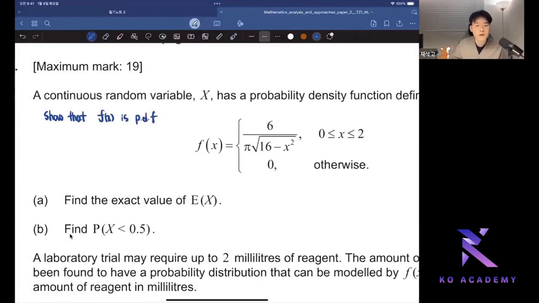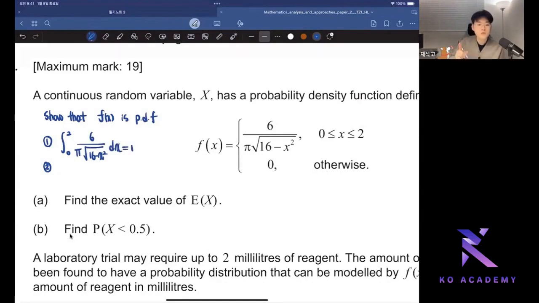What do we need to do second? We need to integrate f(x) from 0 to 2, which means we have pi times the square root of 16 minus x squared, and we need to show that the total integral equals 1.